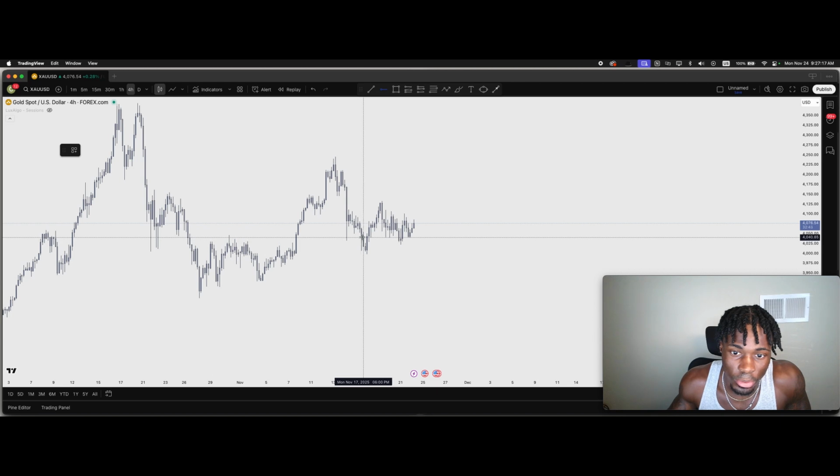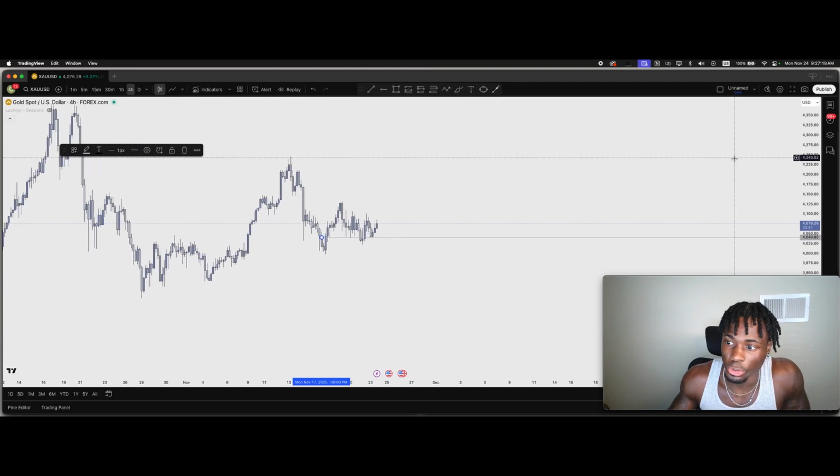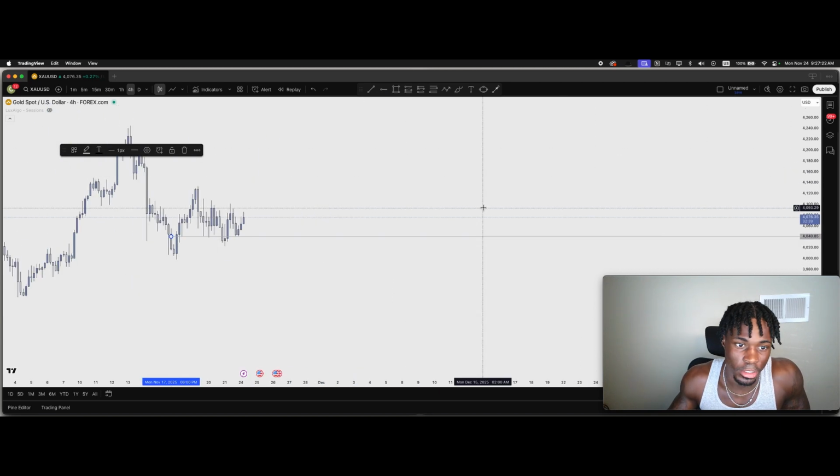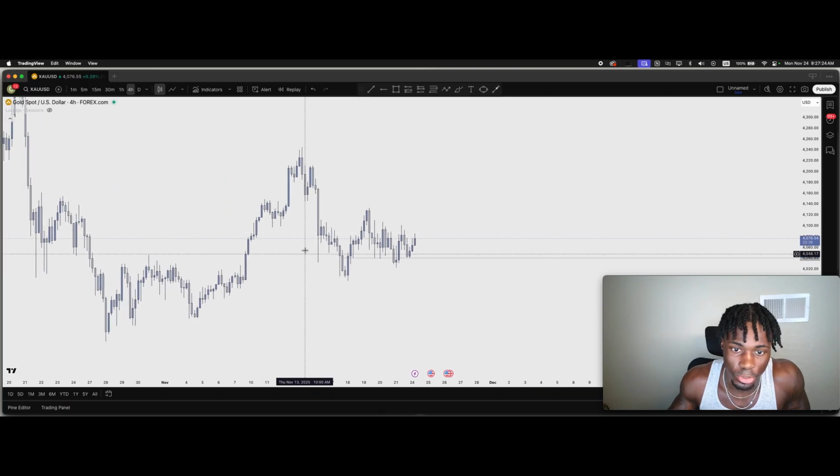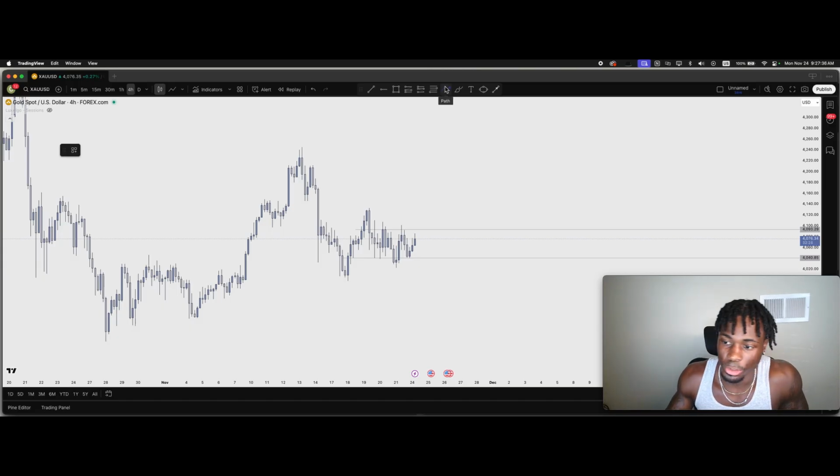Let's mark it up right here. And I'm going to show you guys why I have it marked up. These two, I'm going to mark these two up, and I'm going to show you why I have it like this. And I'm going to mark this one up. So this is the range that price is trading in. And when it comes to support and resistance, let me show you guys another gem.